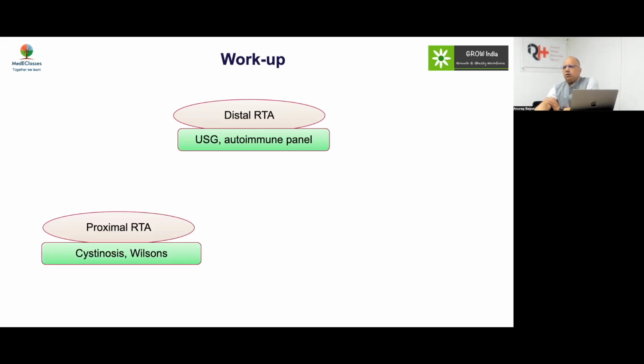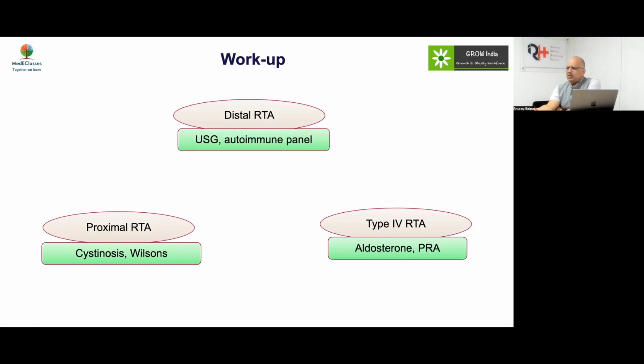Proximal RTA, you have to rule out genetic causes. So generally, we would now recommend a panel to look for genetic causes of proximal RTA. You can find problems in the GLUT transporter. You can find problems in the cystinosis as well as other tyrosinemia genes as well. Type 4 RTA, you have to work up like a hyponatremia, hyperkalemia.